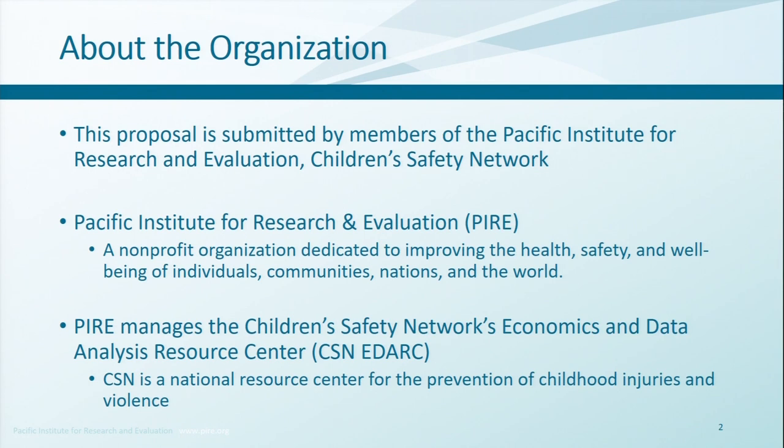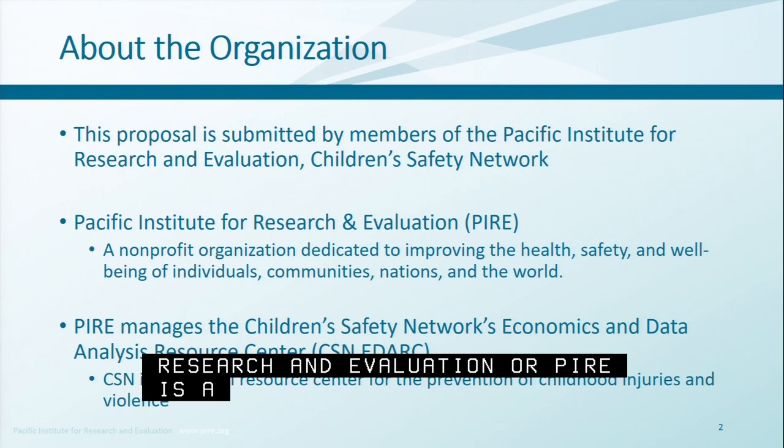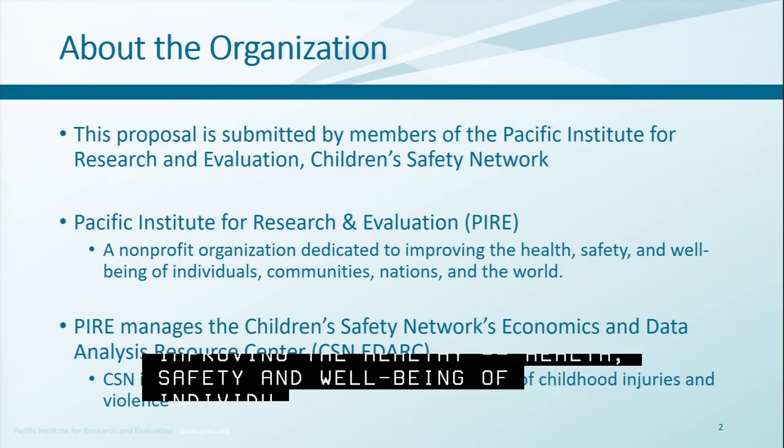The Pacific Institute for Research and Evaluation, or PIRE, is a nonprofit dedicated to improving health, safety, and well-being of individuals, communities, and nations around the world. We're best known for three research areas. First, substance abuse prevention, second, highway safety, and third, the costs of injury and poisoning. And sometimes these all come together, for example, the costs and benefits of sobriety checkpoints.